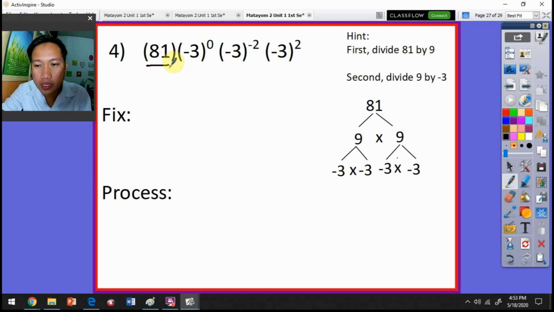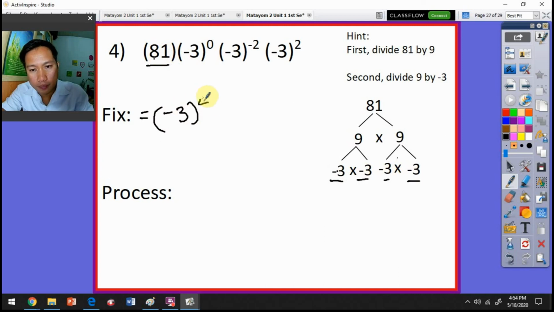81. But of course, it's not impossible because we can divide 81 by 9, and then we can divide 9 by negative 3. So 81 is 9 times 9. 9 is equal to negative 3 times negative 3. Why not 3 times 3? Because all of these are negative. So we have to fix this. 81 is the same as negative 3 to the power of 4.